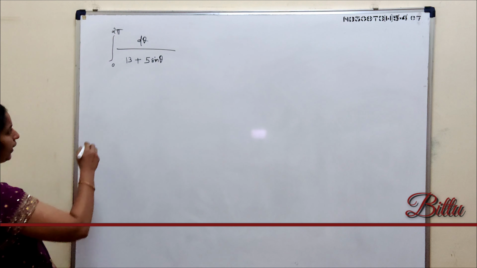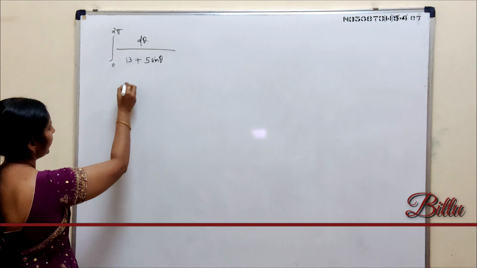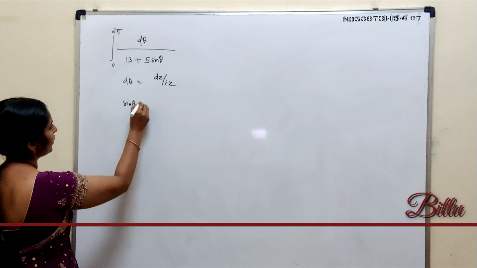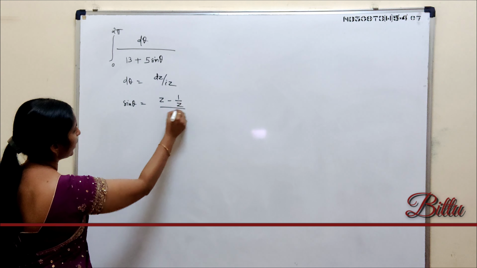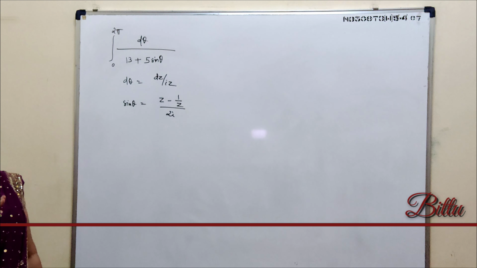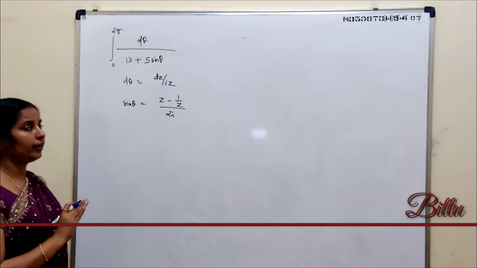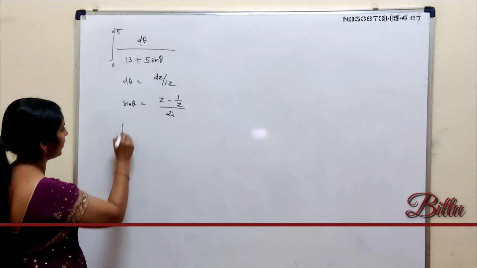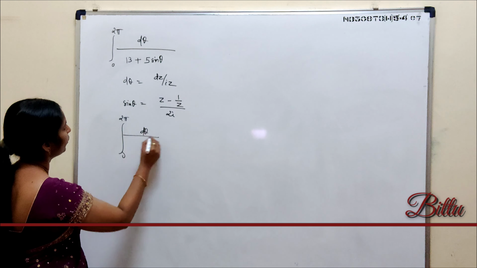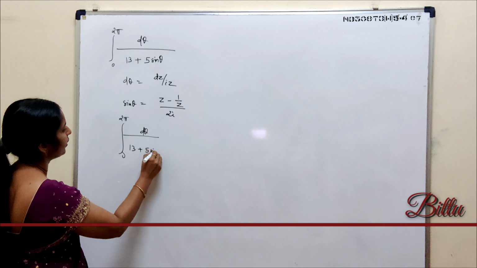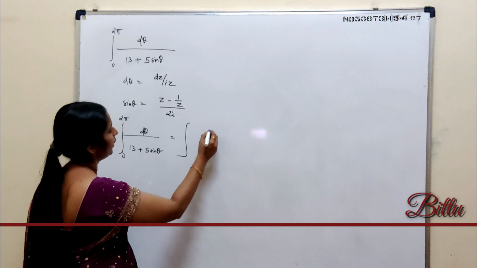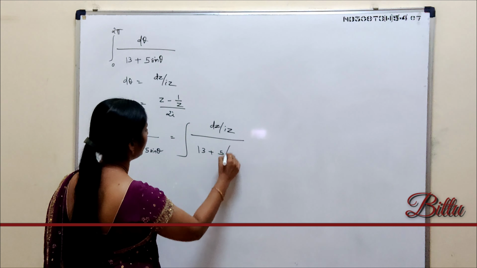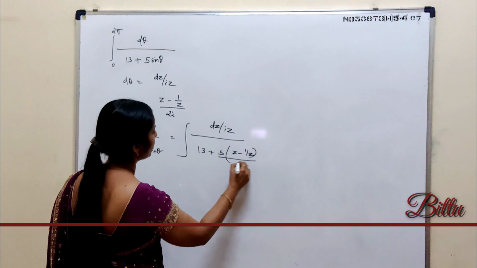See here you write the common part. From the common part you can see d theta is dz by iz and sin theta is z minus 1 by z by 2i. You have to write the common part here. If you have any doubt, you refer the first question. By these substitutions, the given integral from 0 to 2 pi d theta by 13 plus 5 sin theta becomes the integral of dz by iz whole divided by 13 plus 5 into z minus 1 by z by 2i.